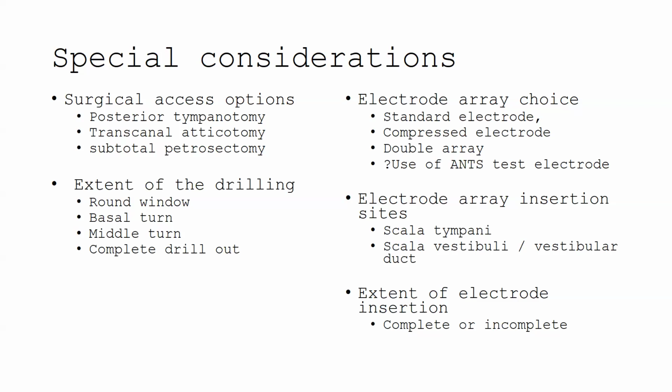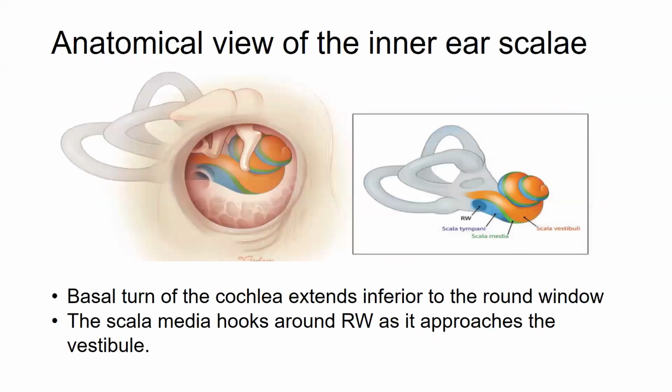Will it be a scala tympani insertion, or are we thinking about a scala vestibuli, also known as the vestibular duct insertion? Extent of electrode insertion is variable. Are you able to achieve complete insertion or incomplete insertion, based on how much calcification you have? So important for us is to just remember the anatomy of your scala.